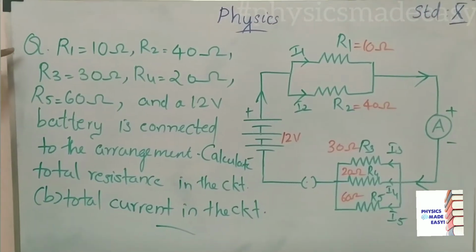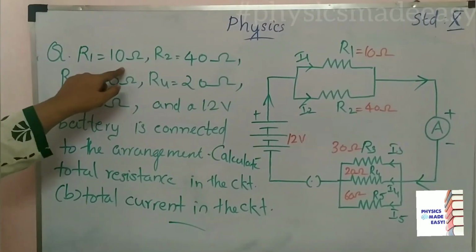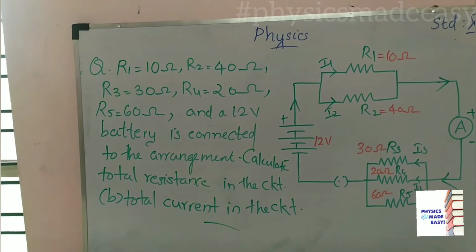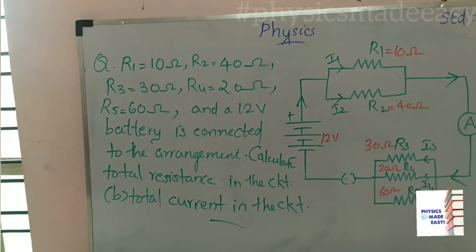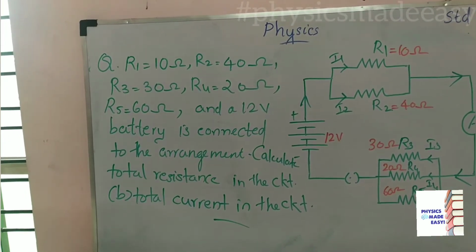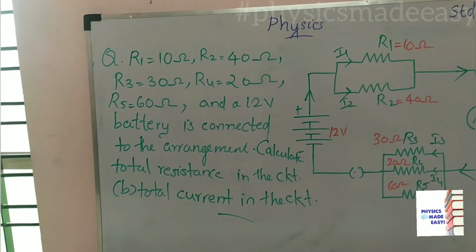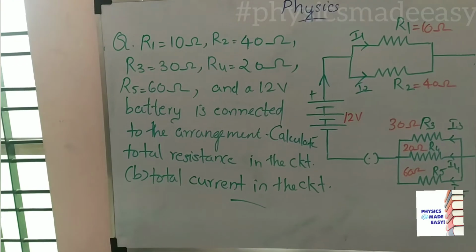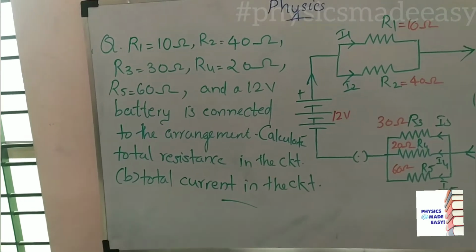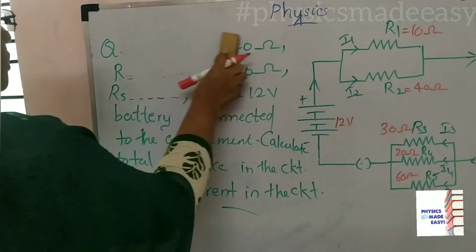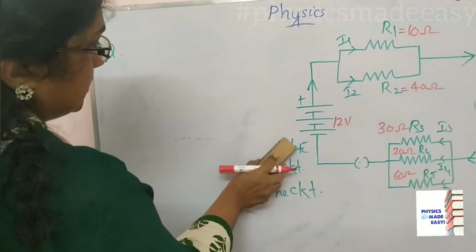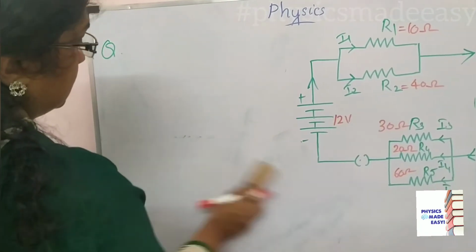Let us solve this problem. R1 is equal to 10 ohm, R2 40 ohm, R3 30 ohm, R4 20 ohm, R5 60 ohm and a 12 volt battery is connected to this arrangement. Calculate the total resistance in the circuit and the total current. Here children, you can see 5 resistors here.